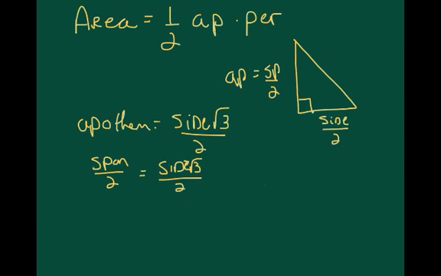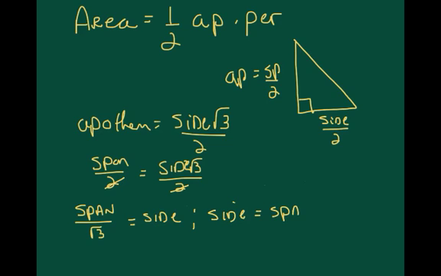So let's solve for what this side would be in terms of the span. If I simplify, the 2's will cancel out, and I will get the side equaling the span over root 3, which, if restated, means that the side equals span root 3 over 3. Okay, so let's go back to our original formula for area.